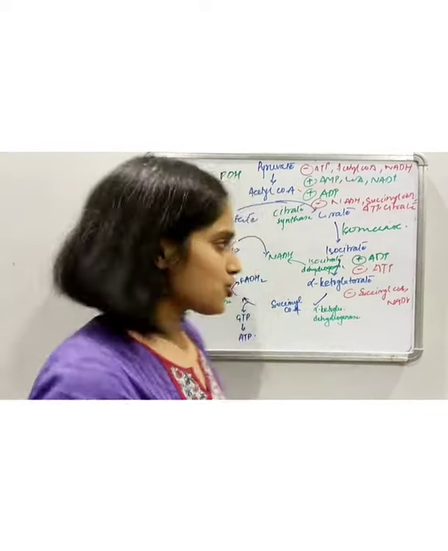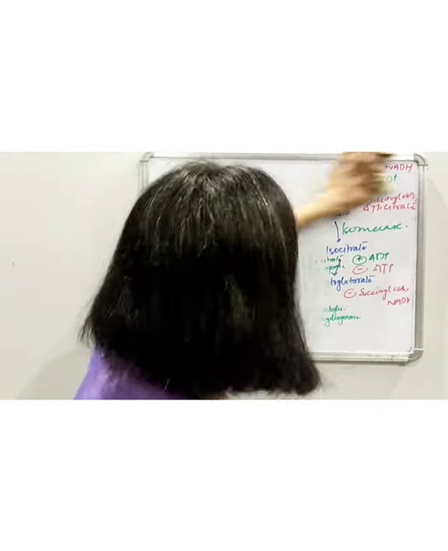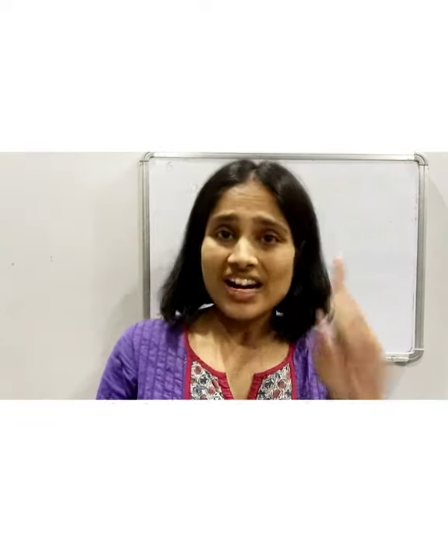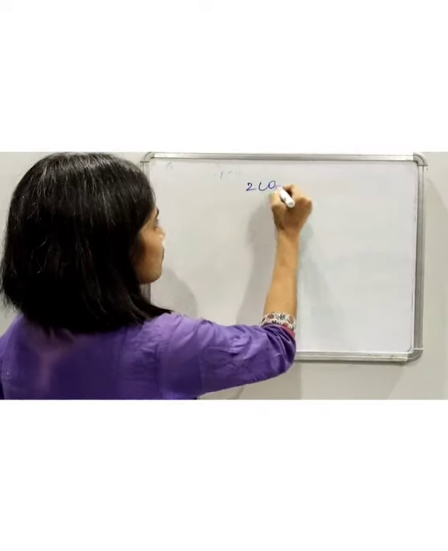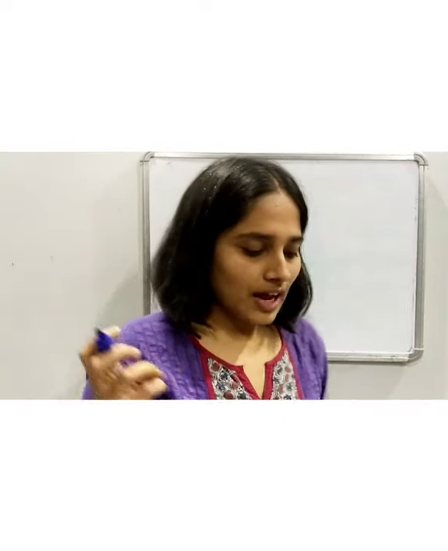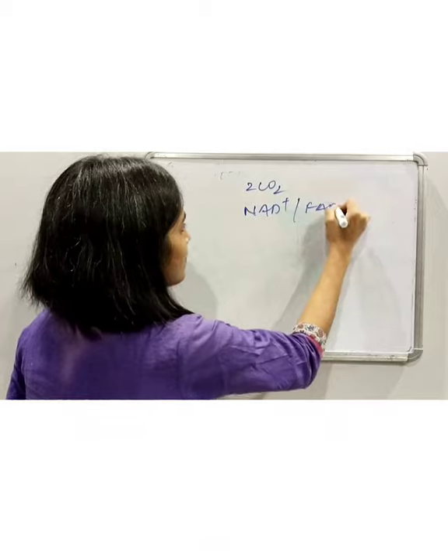So to summarize this entire cycle, what we get is that for one acetyl coenzyme A which enters the citric acid cycle, 2 molecules of carbon dioxide are generated. So we have 2 CO2 which are released. Then we have the coenzymes NAD plus and FAD that are reduced.